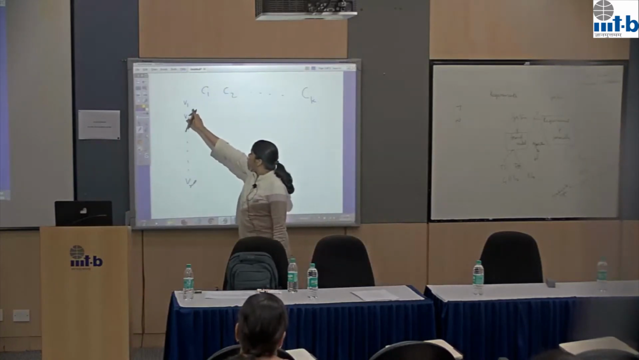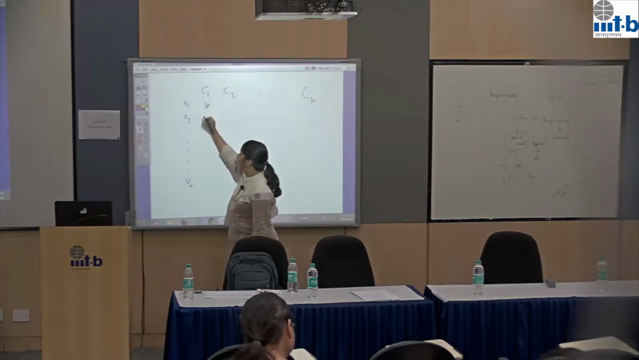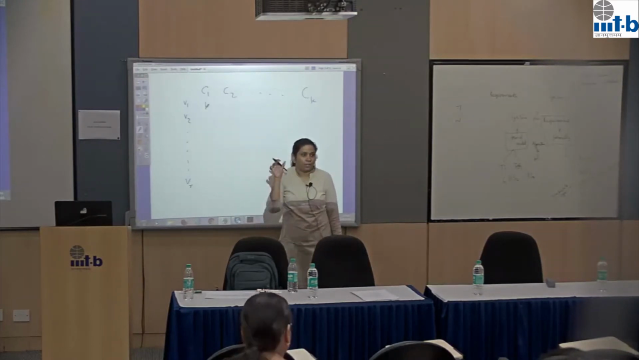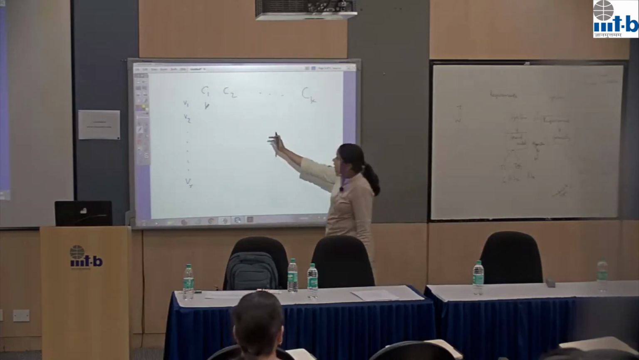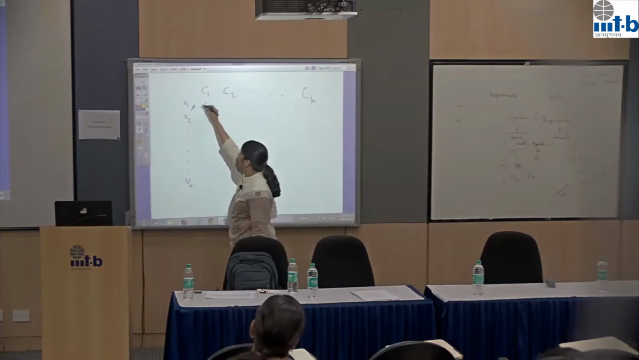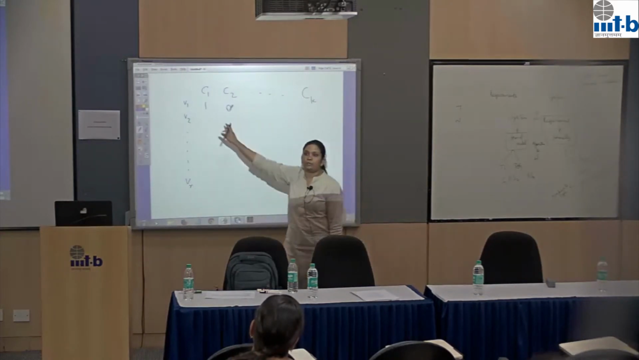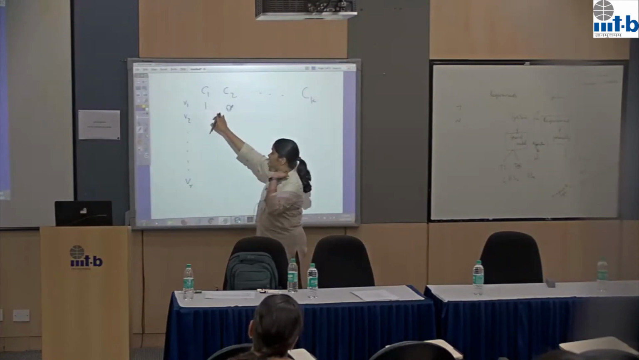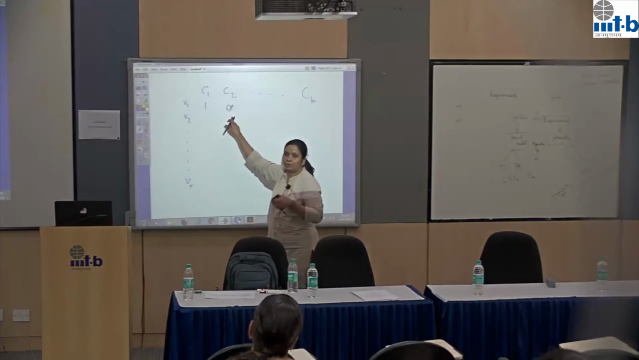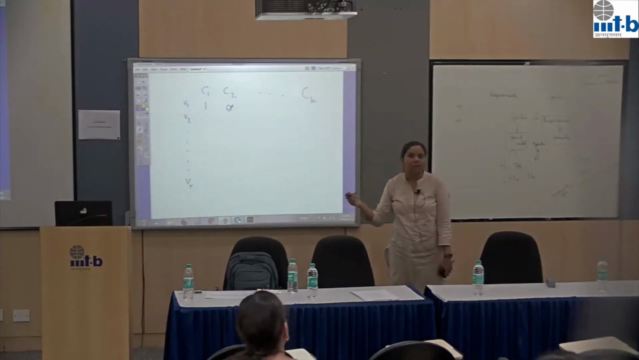So if V1 is part of clique C1, I will put a 1 here. If C1 contains the vertex V1, we'll put a 1. Otherwise, for example if V1 is not in C2, we'll put a 0. We'll do it for every vertex and every clique. So for every vertex corresponding to every clique, you put a 1 or 0 based on whether the vertex is in the clique or not.